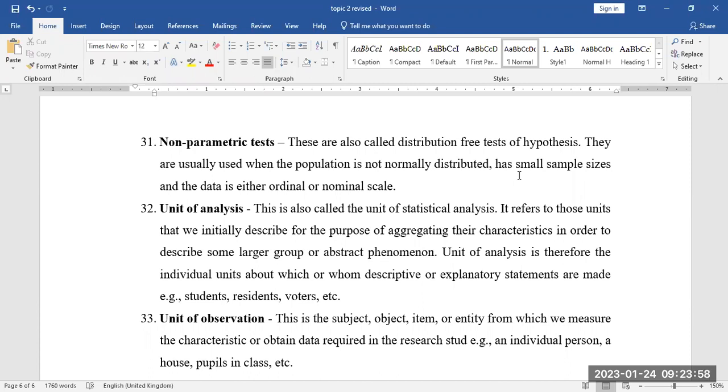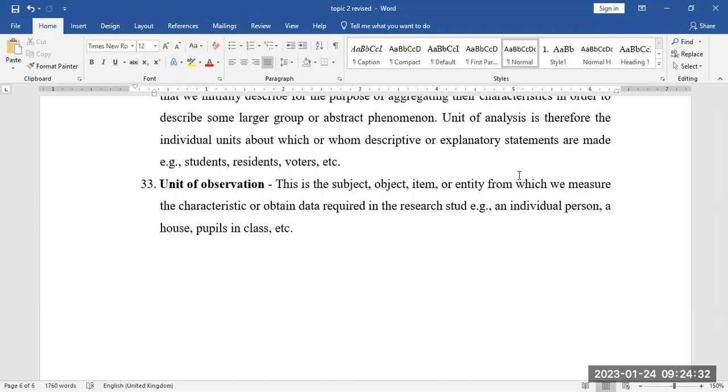The unit of analysis is also called the unit of statistical analysis. It refers to those units that we initially described for the purpose of aggregating their characteristics in order to describe some larger group or abstract phenomena. Unit of analysis is therefore the individual units about which or whom descriptive or explanatory statements are made. Unit of observation is the subject, object, item, or entity from which we measure the characteristic or obtain data required in a research study. For example, a house or a pupil in class is what we call a unit of observation.